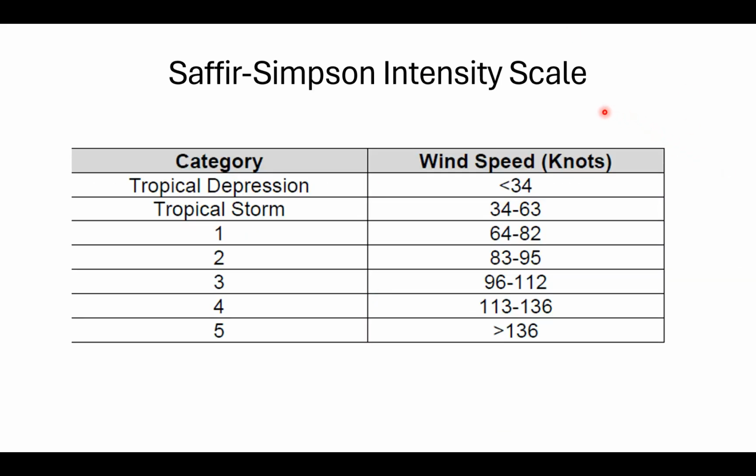All right, when we talk about hurricanes in general, or tropical systems, cyclones, we have to look at what's known as the Saffir-Simpson intensity scale. And so you see the breakdown from depression all the way to a Category 5 hurricane. And these are the wind speeds in knots. So you can see the wide range of wind speeds here from a depression to a Cat 5 hurricane.